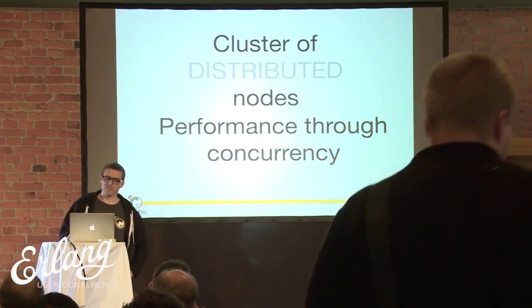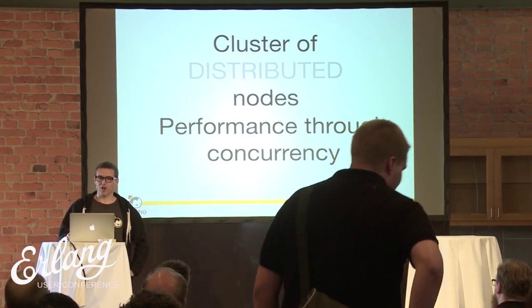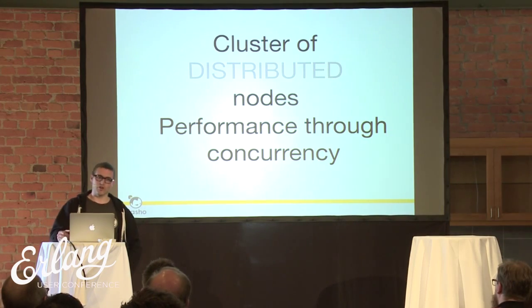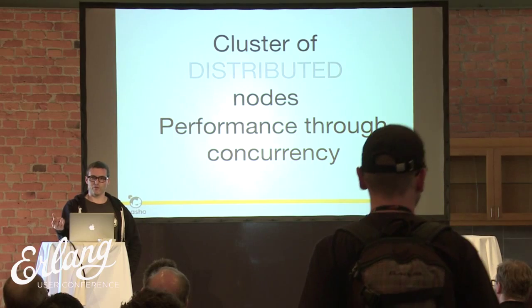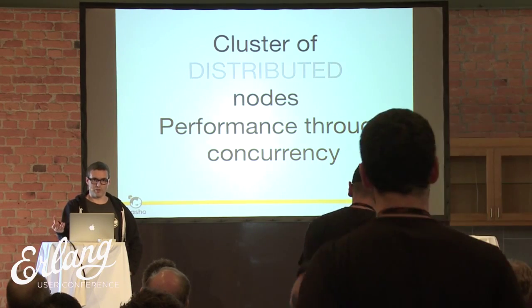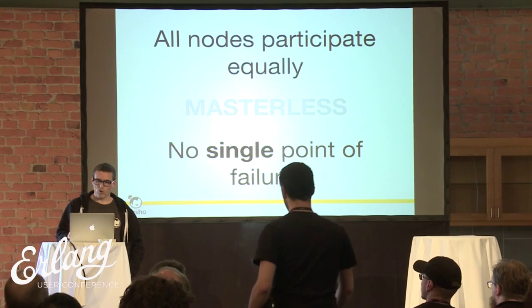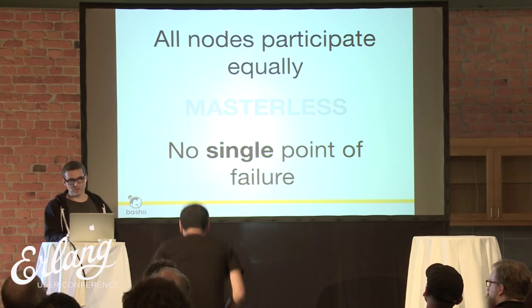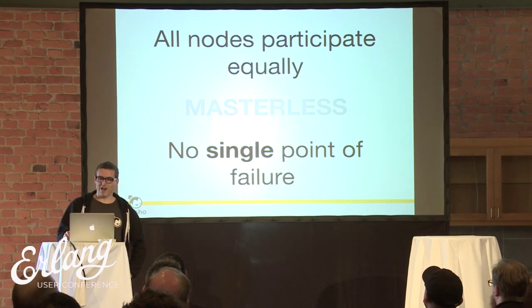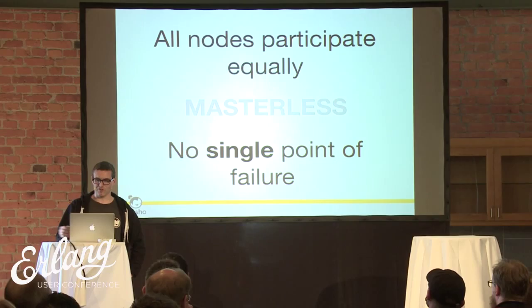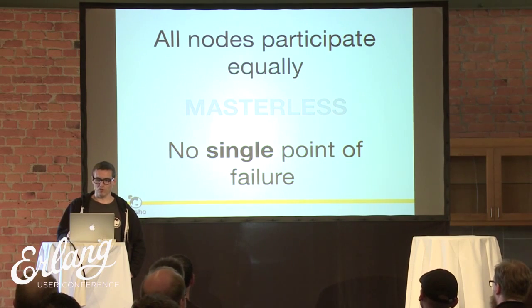So the basic idea is it's a cluster of distributed nodes. The performance is gained through concurrency. So typically you put something like a load balancer in front, HAProxy for example, and distribute reads and writes into the cluster. All nodes participate equally, so there's no master node. There isn't something that you can kill and the whole thing falls apart. So there's no single point of failure. You lose a node, it's not really the end of the world. Replace it at your leisure.